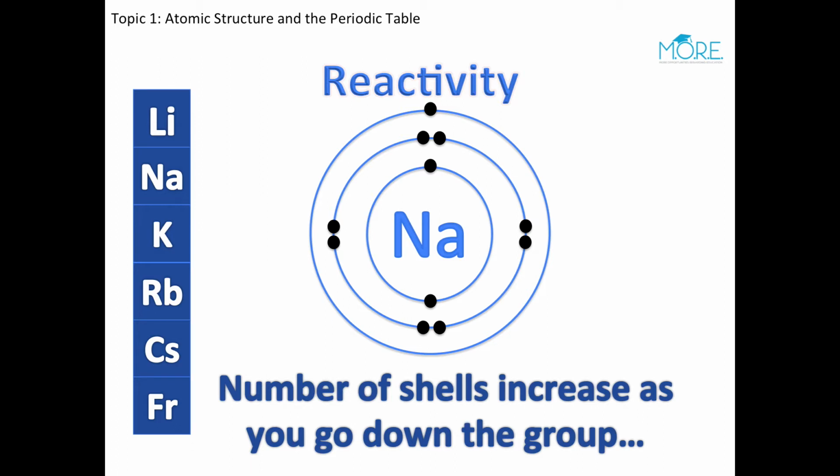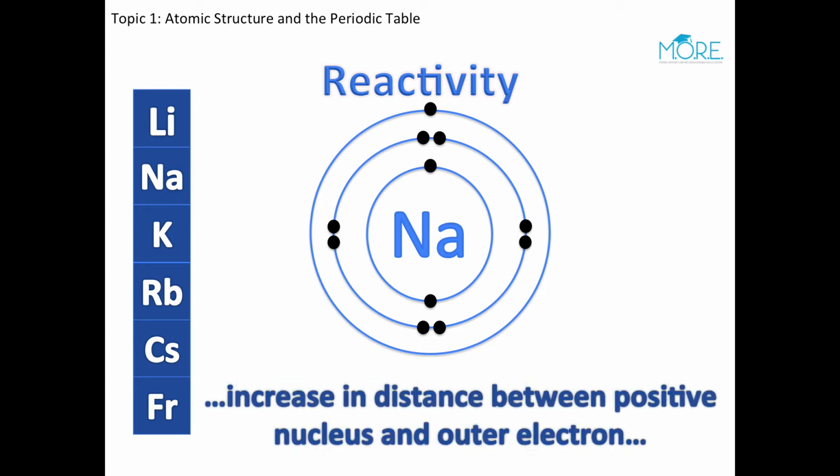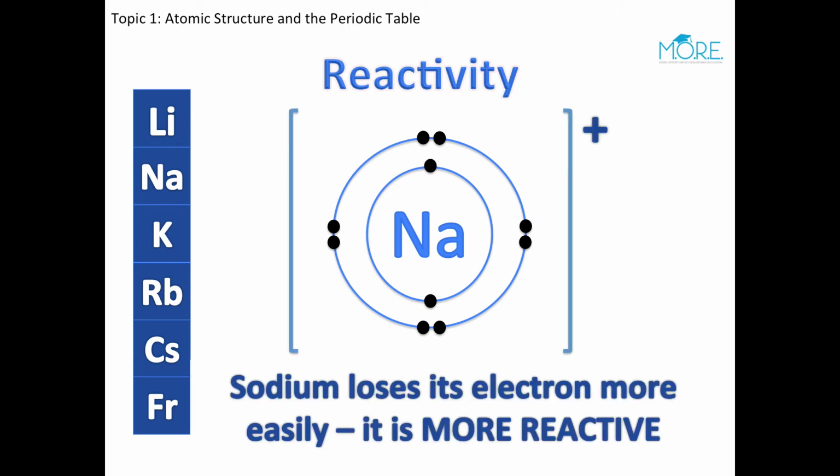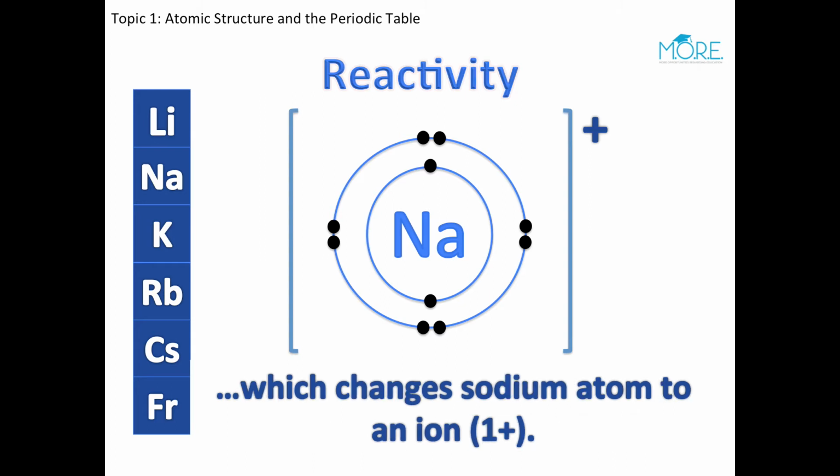Because the number of shells increases, there's also going to be an increase in distance between the positive nucleus and the outer electron. Due to the weak attraction between the positively charged nucleus and the outermost electron, sodium will easily lose its electron, so therefore it's more reactive in comparison to lithium. Once it loses its electron, it will change from a sodium atom and become an ion.